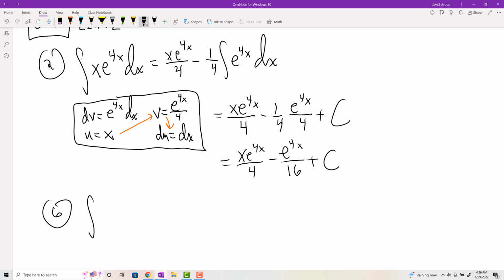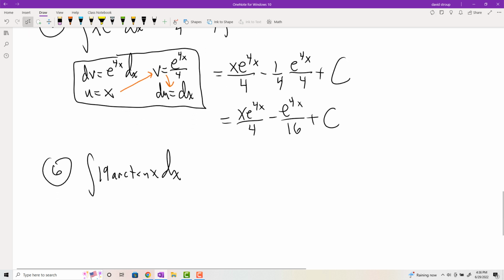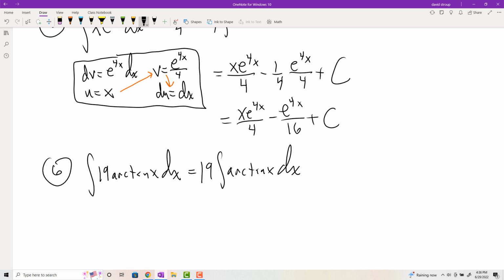So number 6, we have the integral of 19 arctan of x dx. So this doesn't even look like the typical integration by parts, because there's not really two things inside of the integral, right? There's just the arctan. Let me pull the 19 out first and then deal with that. Okay, so u and dv, right? What you do is pretend that one function is actually just the number 1, because arctan is the same as arctan times 1. So you can always pretend there's a 1 in here, and then use that for your v, your dv, or your u.